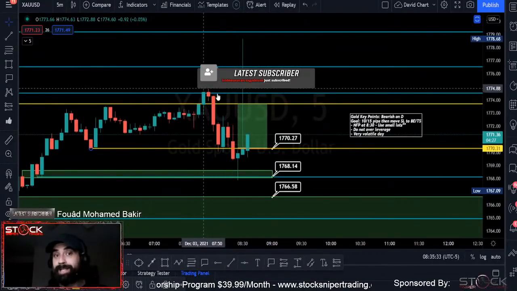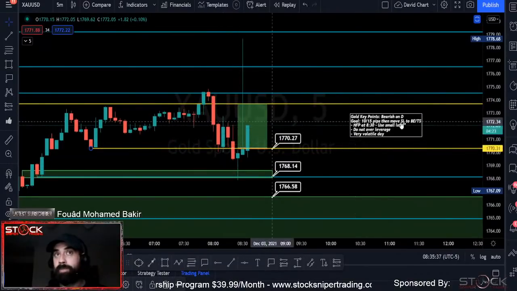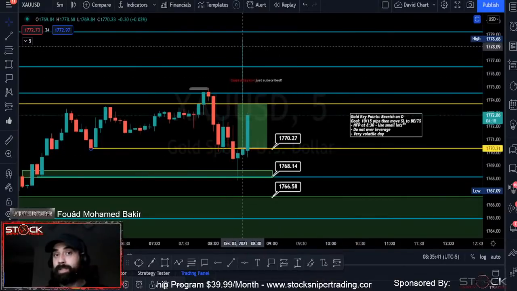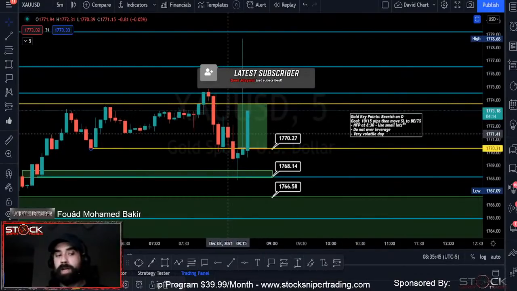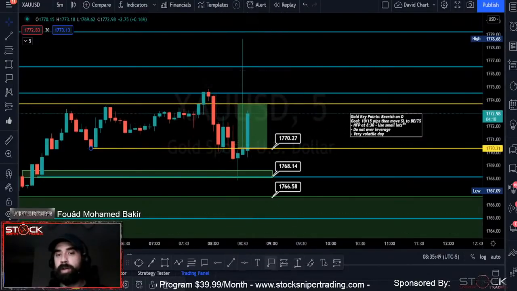That was a massive, massive buy. Now look, they're starting to push it back up. How far will they go to fill this wick again? Me personally, I think they're going to fill this entire wick. But if you got in on 1770 again, have your TP right here.